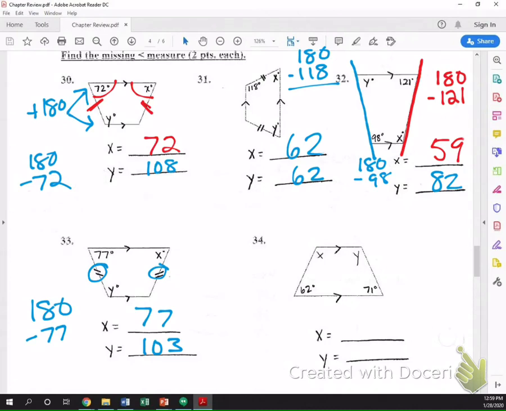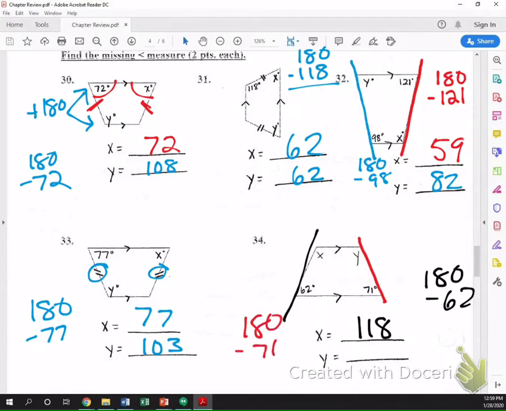Okay. Regular old trapezoid. So what angle am I going to subtract to find the x? The 62. So 118. Remember, just go along the leg. So this is what? 118. I did it again after I said I wasn't going to. All right, and to find the y, you go along this leg. 109. Good.